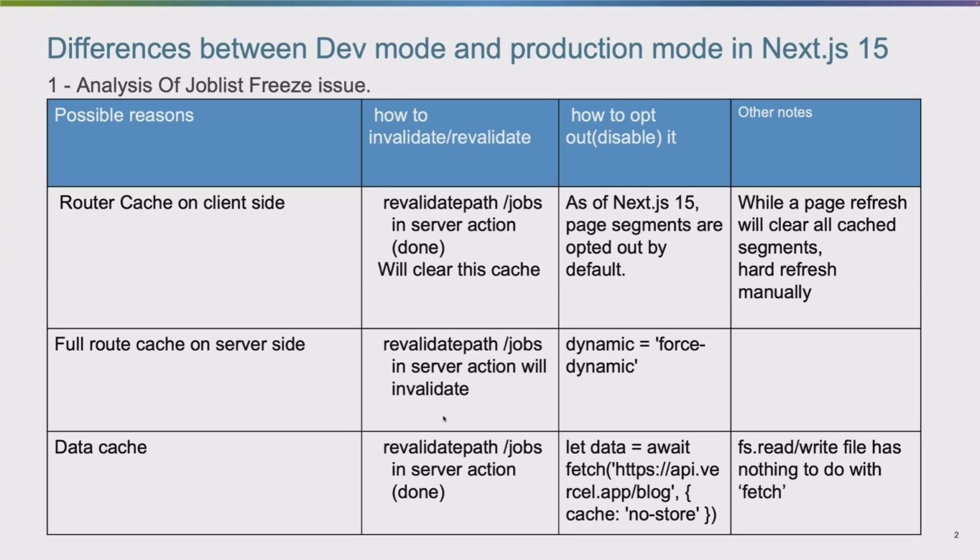you will probably think those issues are due to the Next.js caching algorithm. There are different types of caches. For example, there's a router cache on the client side, and there's a full route cache on the server side to cache all of the server-side component pages, and also the data cache. The different caches have different uses at different stages when fetching data.